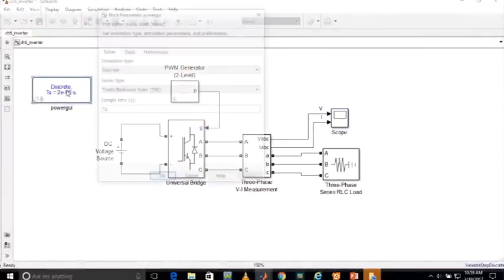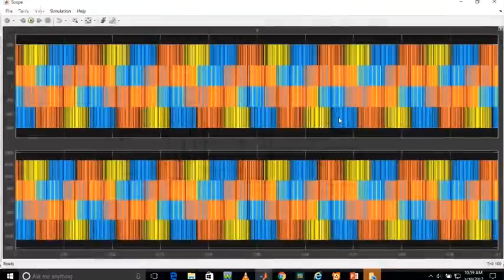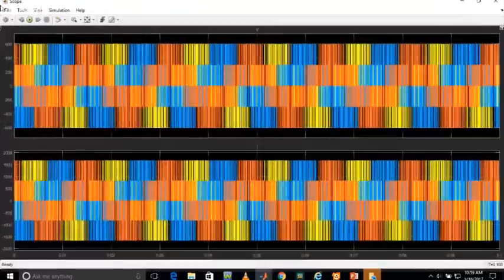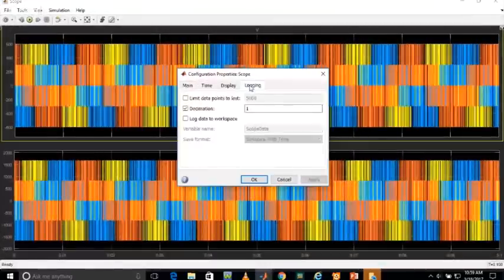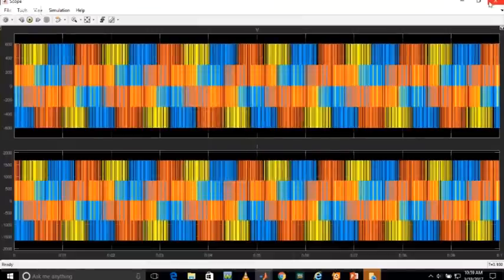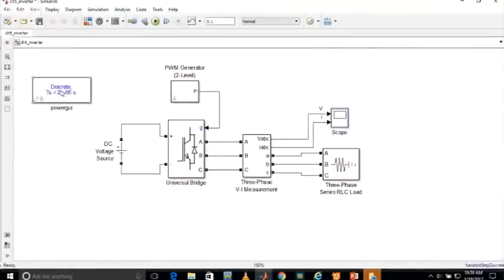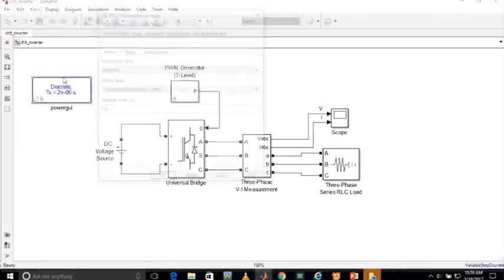If you want to check how many harmonics are present in this, first of all, go for scope, configuration properties, logging, load data to workspace. Then it asks you for a variable name, and the save format should be structure with time. Apply it and okay it. Then go for power GUI, because the inverter circuit requires switching. For this purpose only, we go for discrete type solver in power GUI.